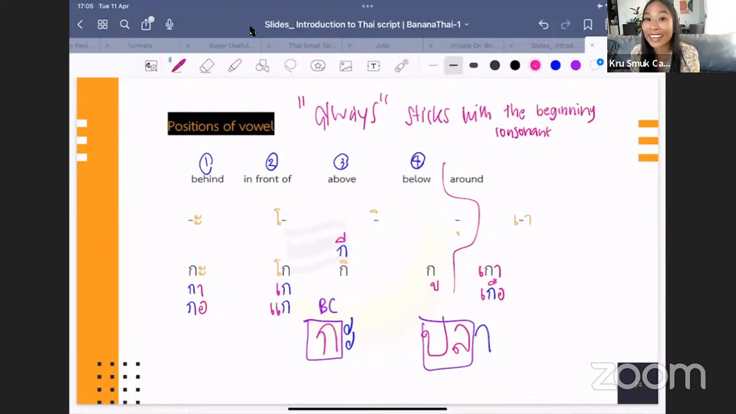So it's very important, when you learn Thai vowels, or สระไทย, that you learn where the vowel is attached to the beginning consonant. It is important to know the position of the vowels, and that helps you notice that these letters are vowels, not consonants. Okay?